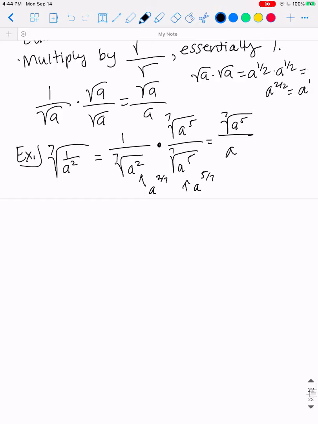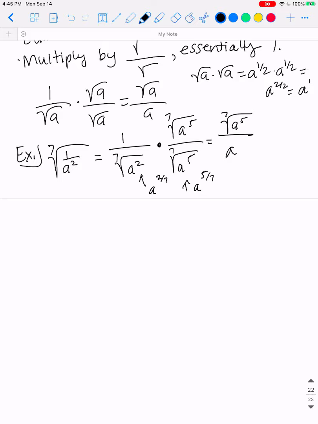Here's another example. We're doing 1 over the 7th root of a squared. We're going to break up the fraction first. The 7th root of 1 is just 1. And then we're going to change a to the 2 into a to the 2/7 if we wanted to. So we're thinking, okay, what are we going to multiply it by in order to get the denominator to just equal a? So I'm going to multiply it by the 7th root of a to the 5th, and I'll tell you why.